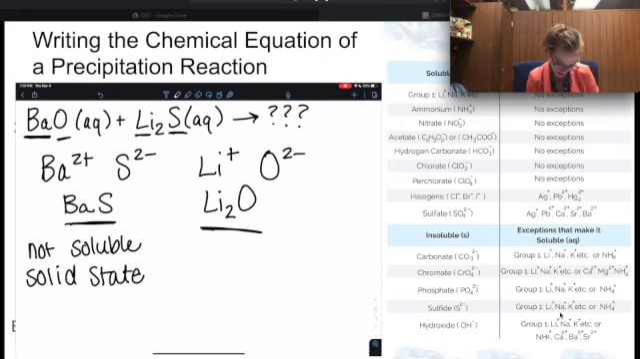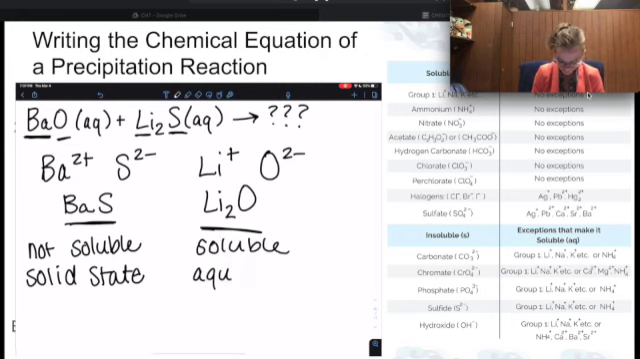I have lithium oxide. I need to determine if that is soluble. I swear to God, if you have not heard me say lithium is soluble this entire time, and you're thinking twice about this, what are you doing? So if I need to check my chart, I can check my chart. I see that anything in group 1 is always soluble. Lithium oxide is going to be soluble in water. So when it's in the products, it's going to be in the aqueous state.